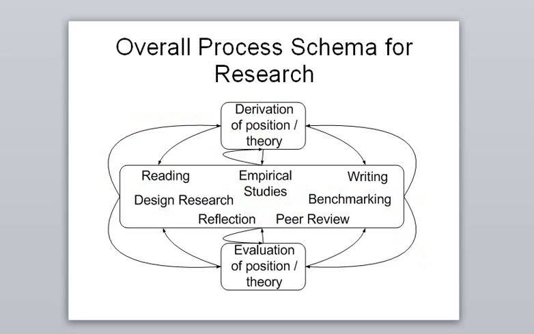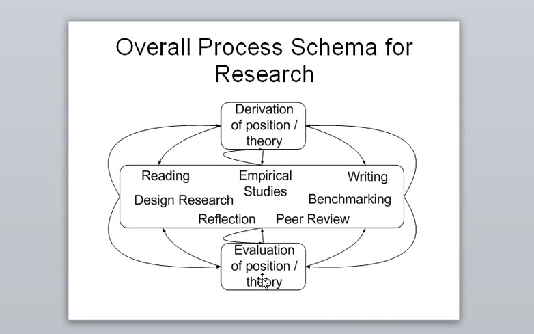And that sort of table of contents means that the vision I have of research is much more messy than the linear guidelines and processes we've given before. I think there are two core aims in research. There's the derivation of a position or theory towards the start, and the evaluation of that position or theory over time as the research goes on.